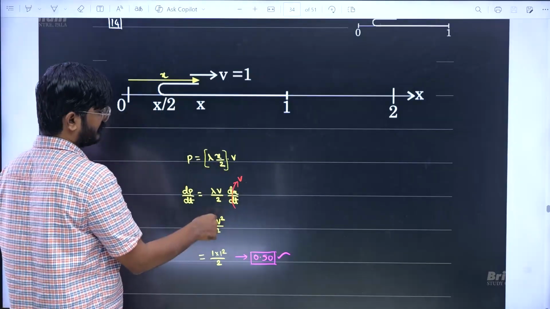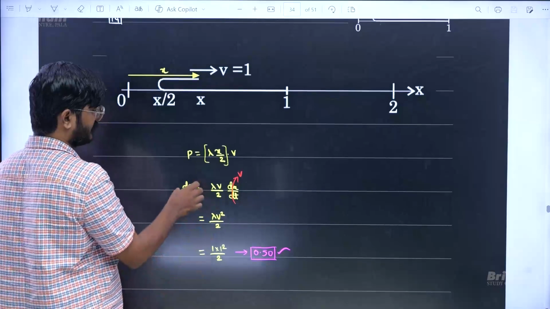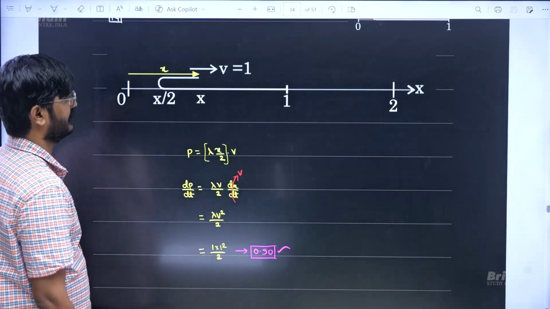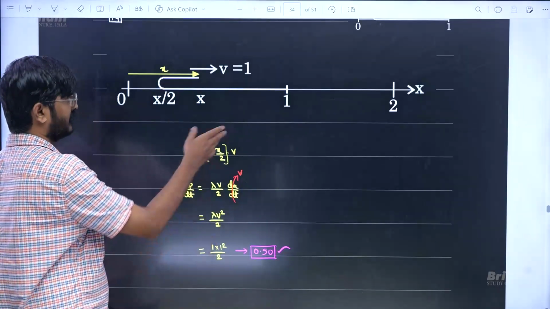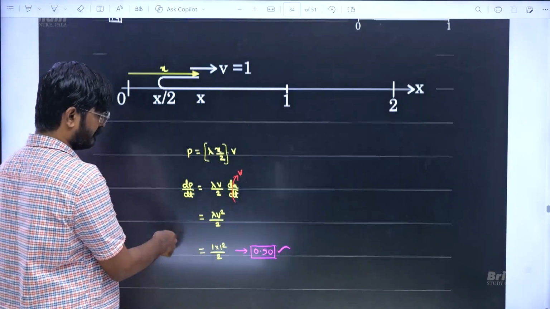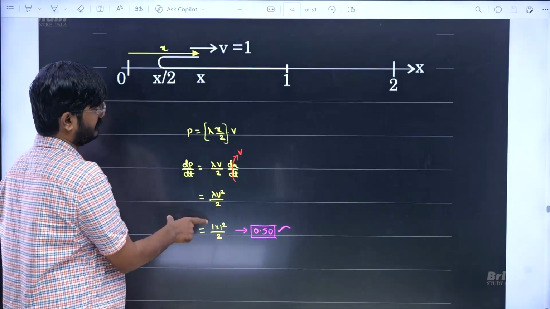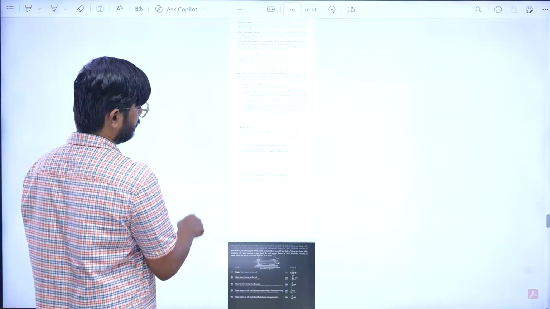Rate of change of momentum of the system, dx by dt, is nothing but v. Rate of change of momentum of the system is the external force acting on it. So if we neglect friction forces, you can say the entire force is provided by S, which is lambda v square by 2. Lambda was given 1, v is also given 1. Right. So there is an explanation PDF, if you want you can read.